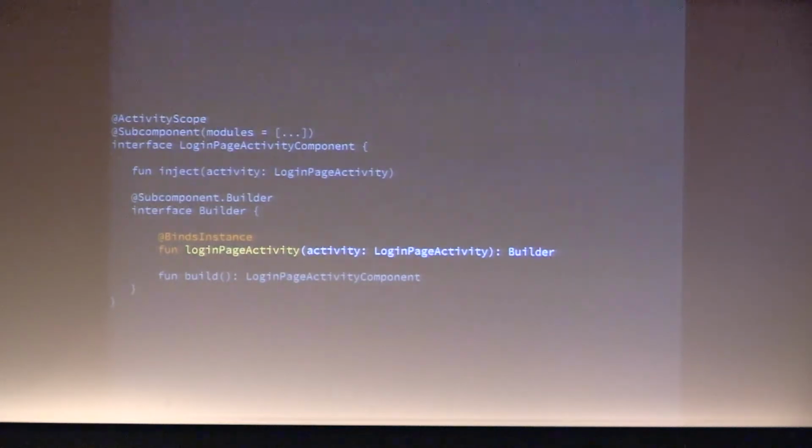So using this will effectively allow you to remove a constructor parameter on your module, so you won't need to construct your module manually. Instead, when you build your components, you will just pass your activity as an argument, and it will be accessible in your dependency graph, so in your module in this component.